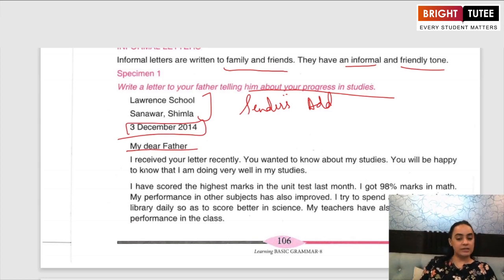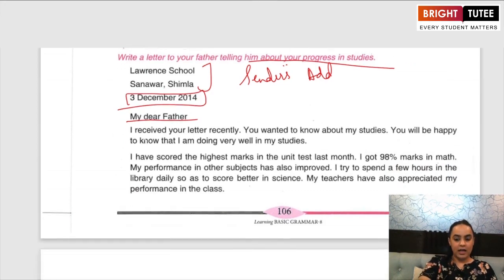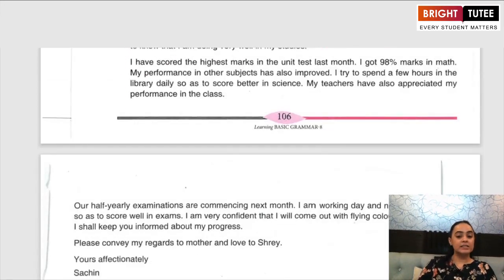I received your letter recently. You wanted to know about my studies. You will be happy to know that I am doing well in my studies. I have scored the highest marks in the unit test last month. I got 98% marks in maths. My performance in other subjects has also improved. I try to spend a few hours in the library daily so as to score better in science. My teachers have also appreciated my performance in the class.